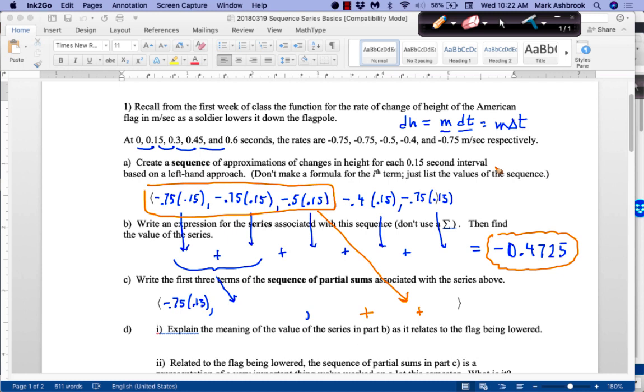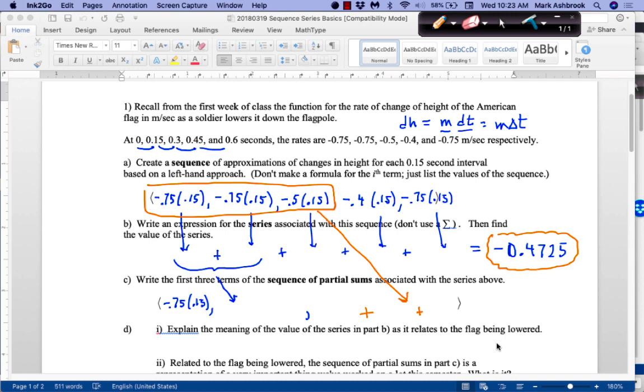Because we're taking the first little change plus the next little change plus the next little change. So adding up all those changes, we get the accumulated change in height of the flag, approximate, in the first 0.6 seconds. Does it make sense? Questions on that? Please take your pencils out of your hands. Okay, that's the meaning of the value.